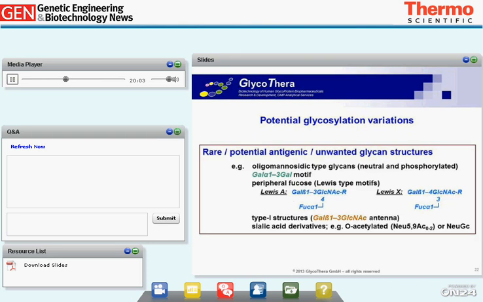Some of these glycan modifications are unwanted or potential antigenic glycan motifs, and for regulatory safety issues, we are screening N-glycans from human biopharmaceuticals for unwanted or potential antigenic glycan structures. Among those are oligomannosidic glycan chains, which occur in neutral and phosphorylated form, glycans containing the Gal-alpha-1,3-Gal motif, glycans with peripheral fucosylated Lewis type motifs, type 1 structures, and derivatives of sialic acids like O-acetylated N-acetylneuraminic acid and N-glycolylneuraminic acid.